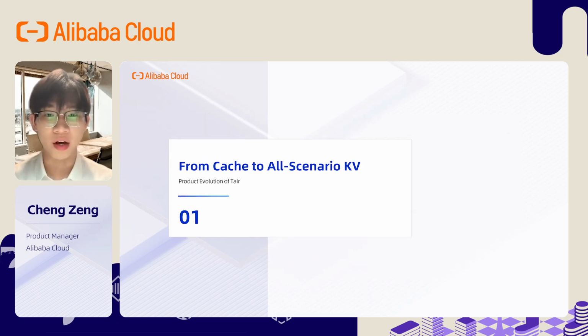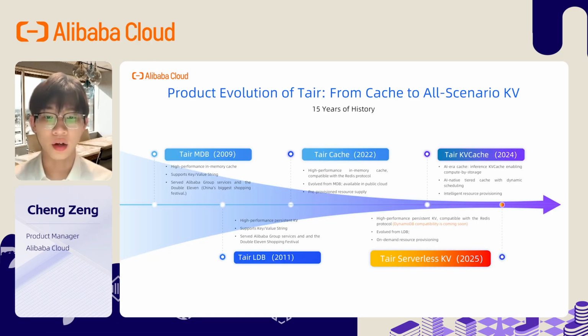Now, let's start with the evolution of the Tair product. 16 years ago, back in 2009, we launched the Tair MDB, our first high-performance in-memory cache. This was where it all began. And in 2011, we took our first step toward persistence with Tair LDB. And then in 2022, we introduced the Tair Cache, a cloud-native, memory-optimized version of the Tair designed for ultra-low latency, delivering sub-millisecond response times. And this was the natural evolution of Tair MDB built for modern cloud environments.